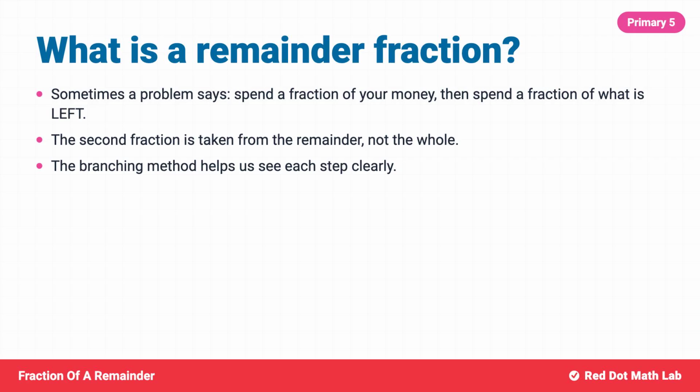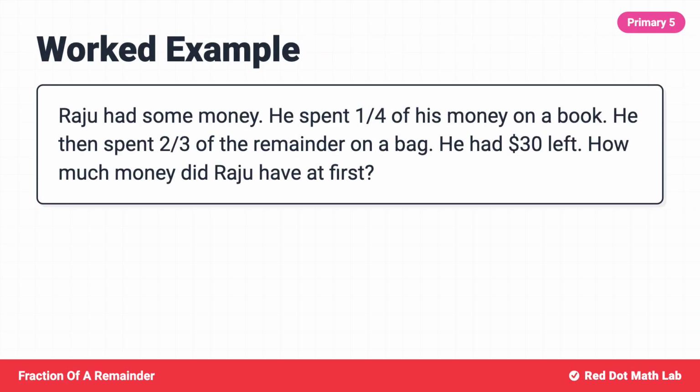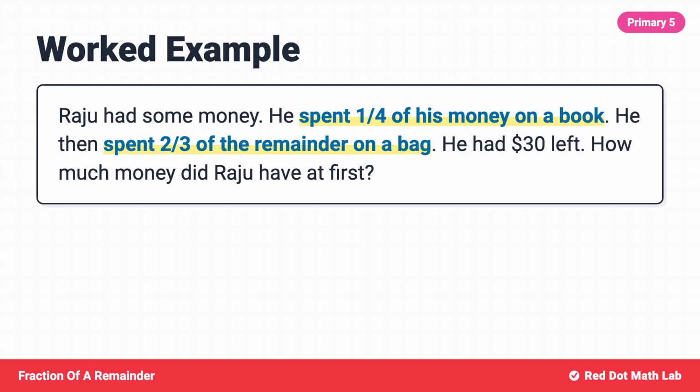Alright, let's look at our question. Raju had some money. He spent 1/4 of his money on a book. He then spent 2/3 of the remainder on a bag. He had $30 left. How much money did Raju have at first? Now, notice the word remainder. 2/3 is taken from what is left after buying the book, not from the whole.